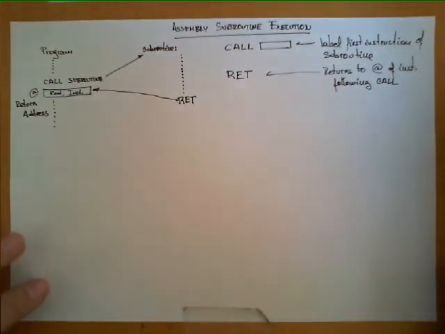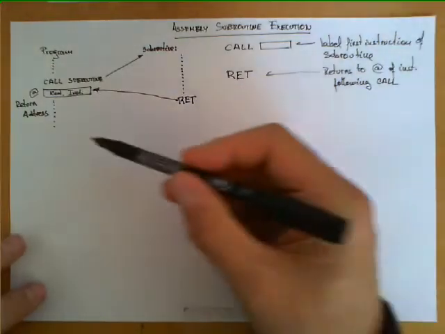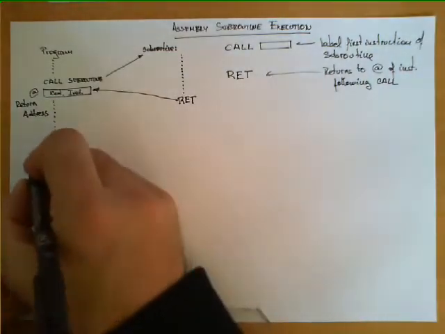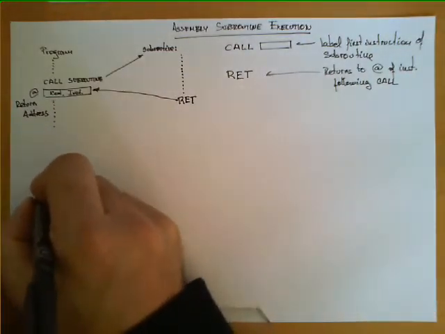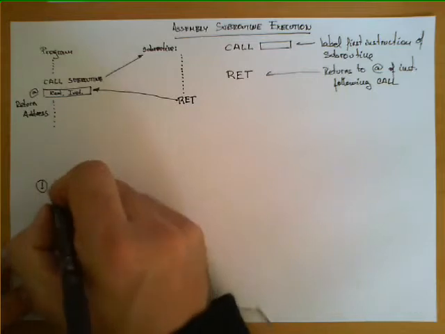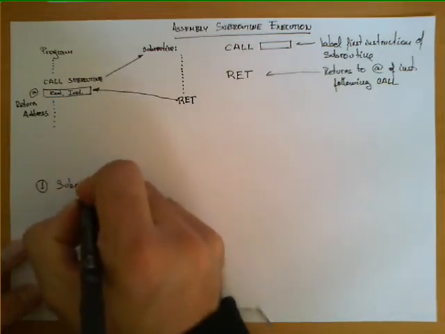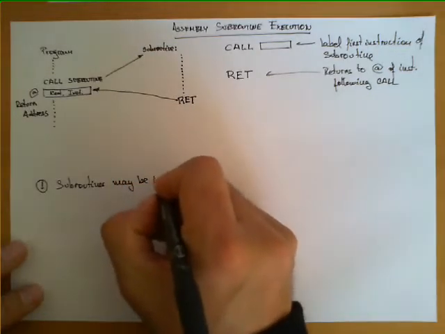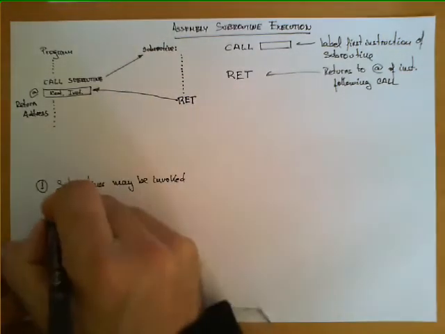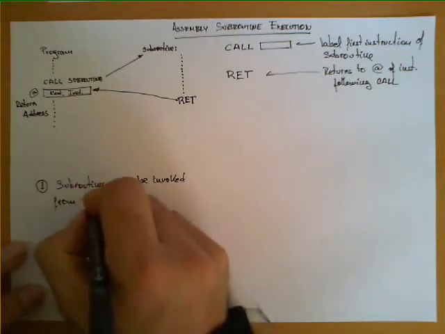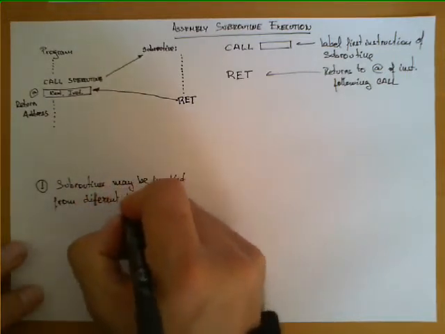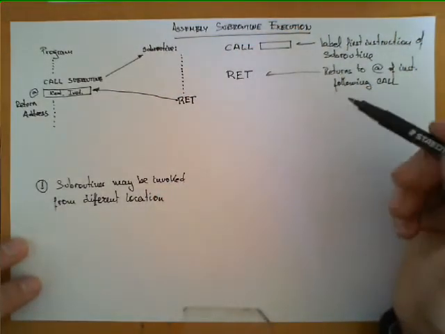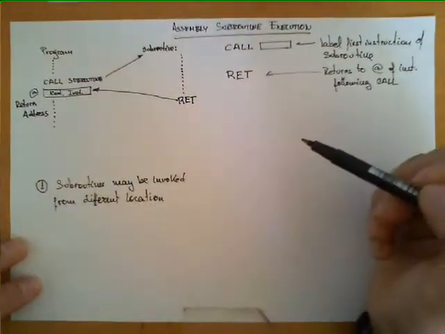So this pretty much explains the mechanism used for subroutine invoking. Now there are 4 observations that need to be taken into account in order to explain exactly how this mechanism works. Number 1 is that subroutines may be invoked from different locations. This is very important. In other words, if I have a subroutine here, it is not always the case that this subroutine is invoked by this program.